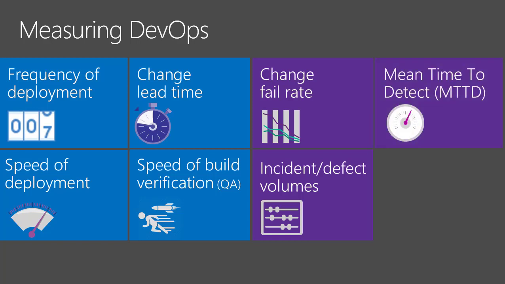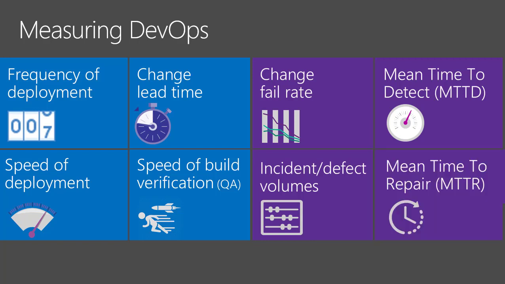The next one, mean time to detect, which is the time required to detect a problem in production. And here the detection is not by reporting, but by analysis and understanding the problem before it happens. And mean time to repair or to fix is how long it will take to fix the problem once we find it.